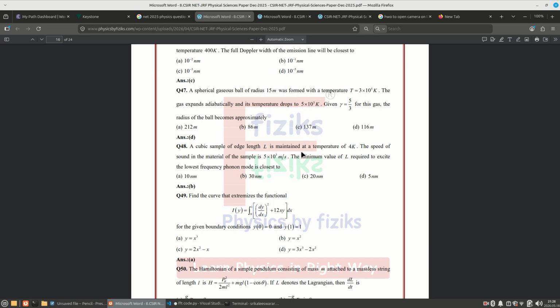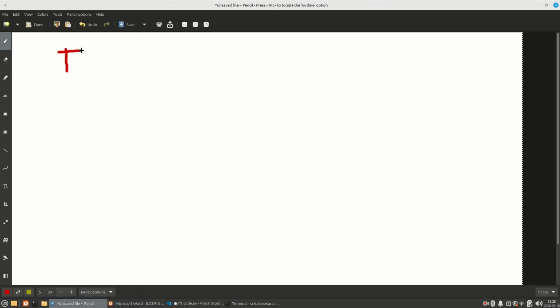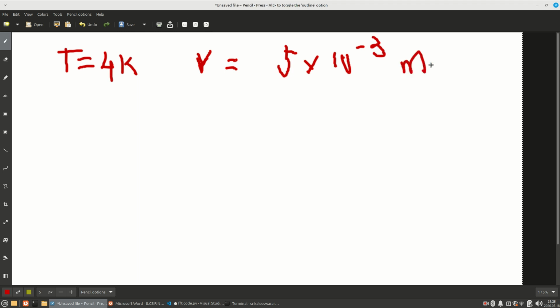First of all we have to write what are the given things here. Let me write T is equal to 4 Kelvin. Let me write the velocity V is approximately 5 into 10 to the power of 3. Sorry for my crazy handwriting here. We have to find L, which is the length.